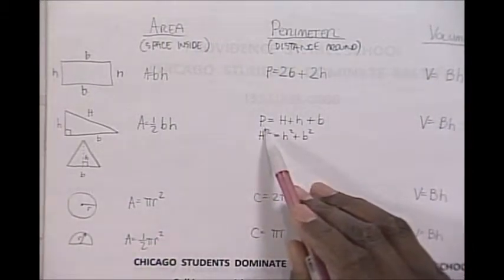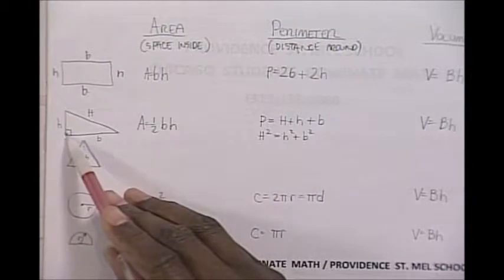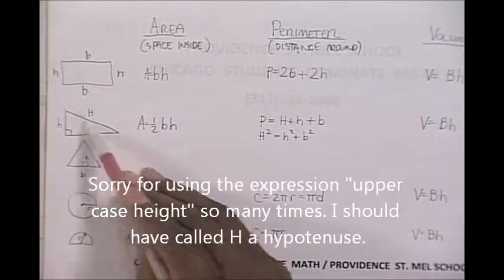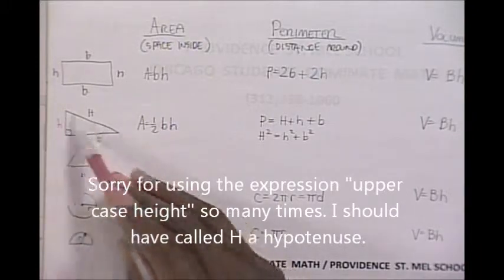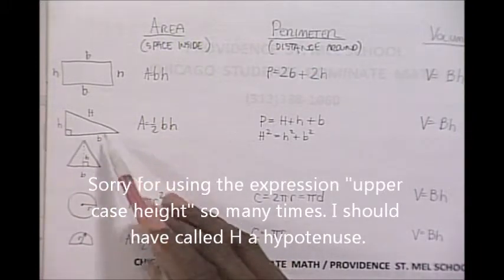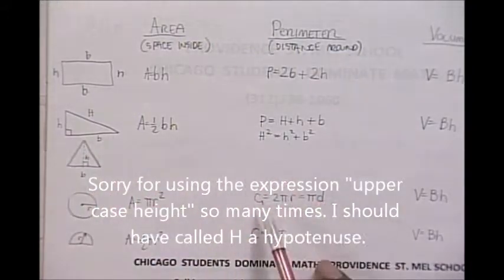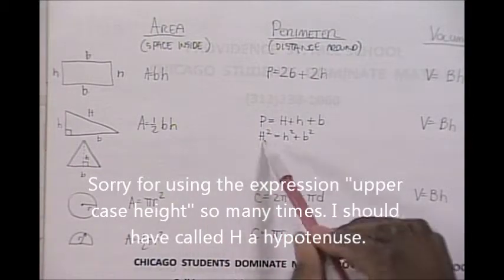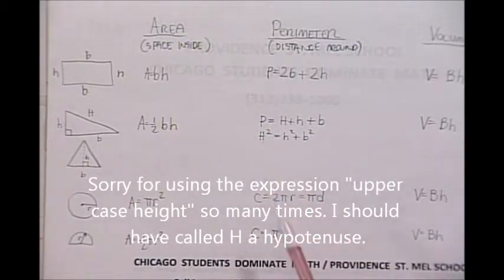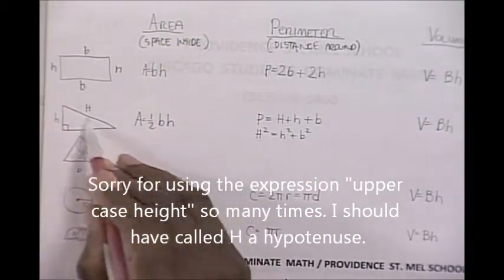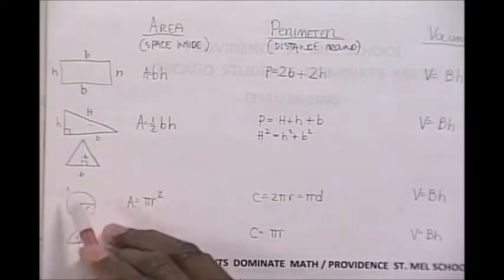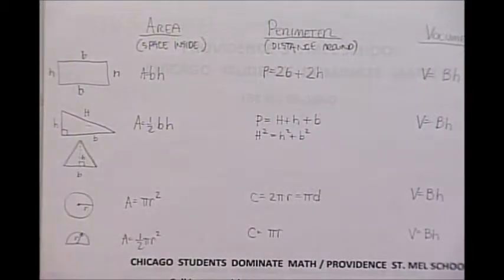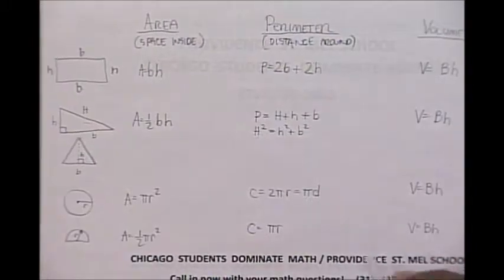Here, the perimeter, or the distance around the triangle, is the lowercase height, which is the height of the shape, plus the uppercase height, or excuse me, I didn't mean to say height, hypotenuse, plus the base, distance around. And then one way you can get that hypotenuse is called the Pythagorean theorem. We'll talk about that later as well. But one way you can get one leg of a triangle, given two, is using this Pythagorean theorem.